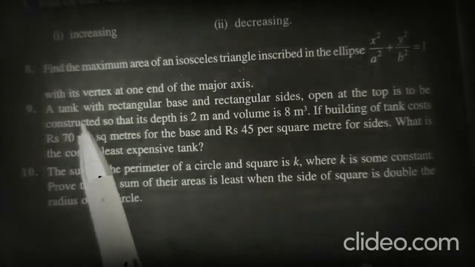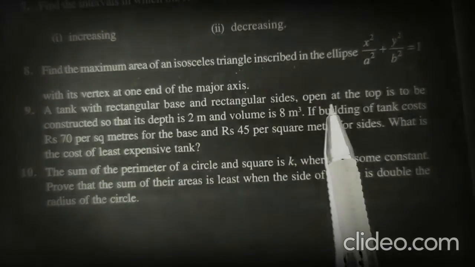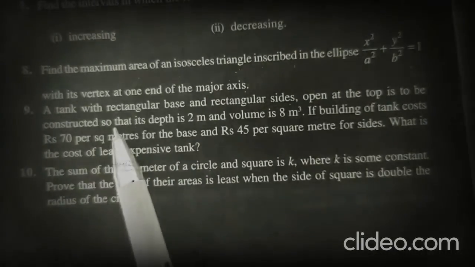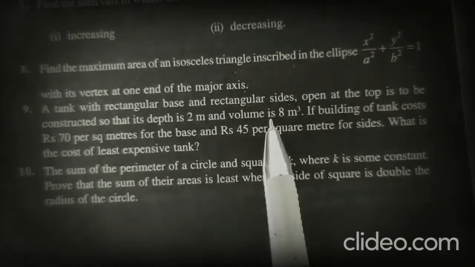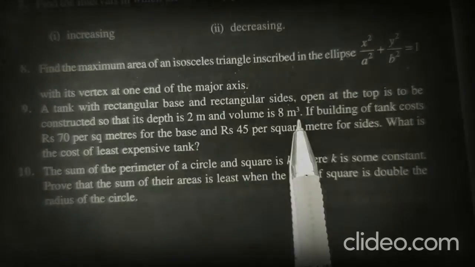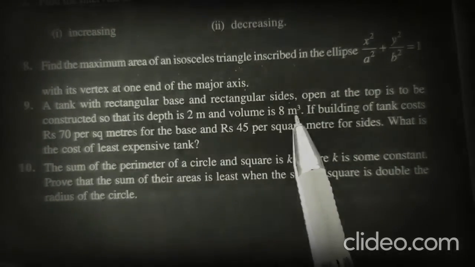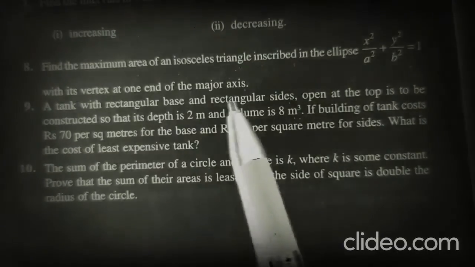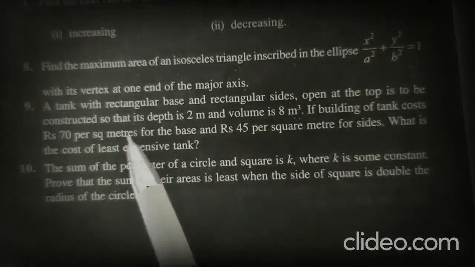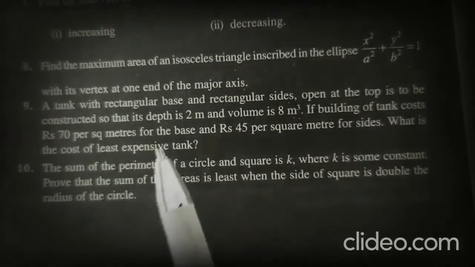In the 9th question, a tank with rectangular base and rectangular sides, open at the top, is to be constructed so that its depth is 2 meter and volume is 8 meter cube. So in this question, depth is given, height is given 2 meter, and volume is 8 meter cube. Here is a rectangular base and rectangular sides, means cuboid, and without top, open at the top means without top.